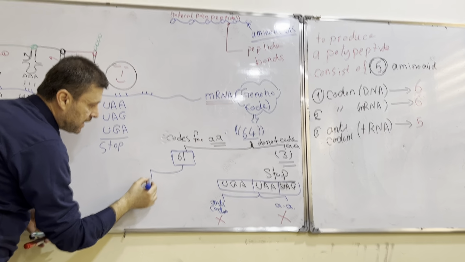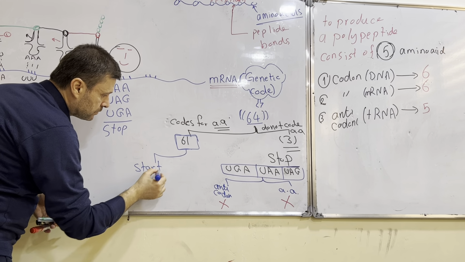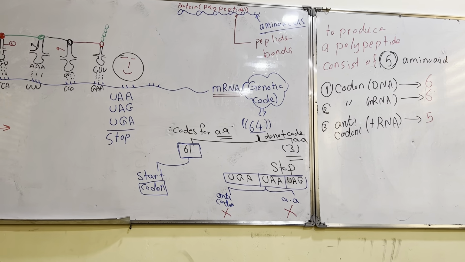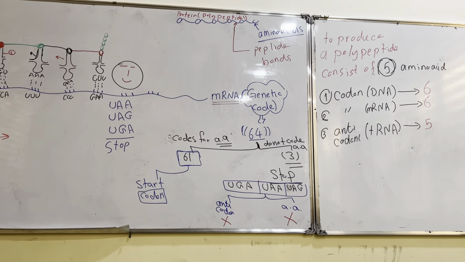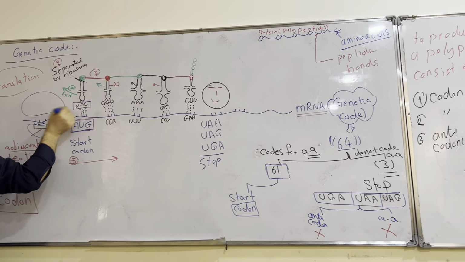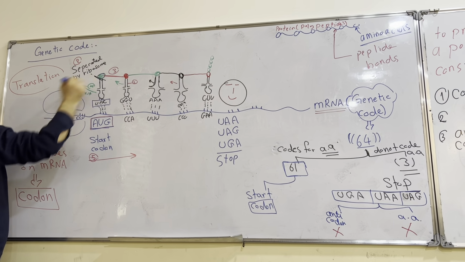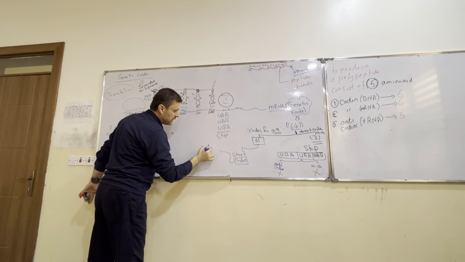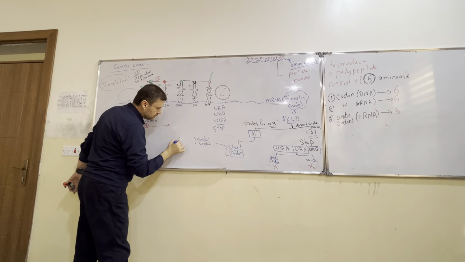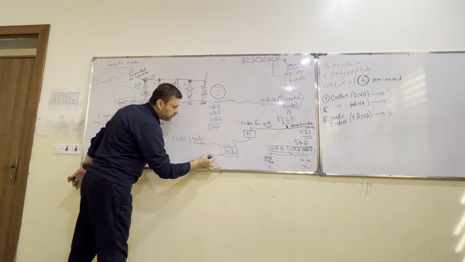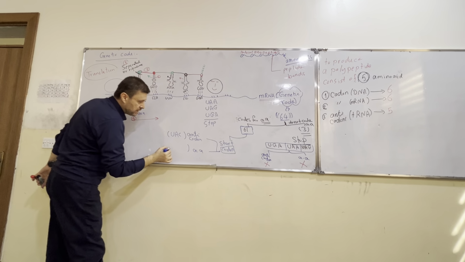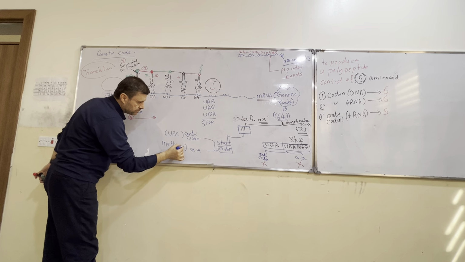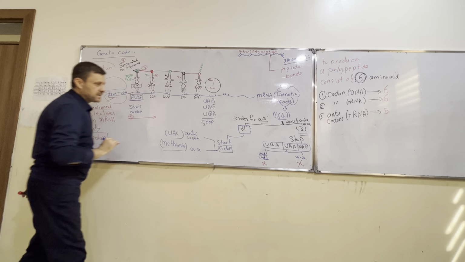But there is a special codon, the start codon. We use AUG as the start codon. Its anticodon is UAC, and the amino acid determined by the start codon is called methionine.